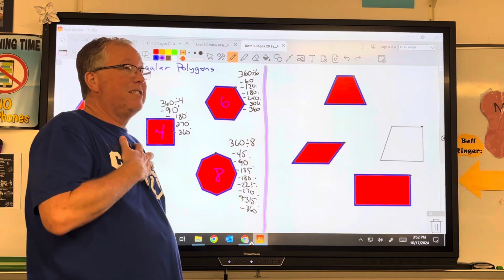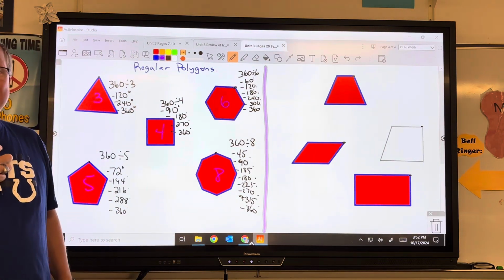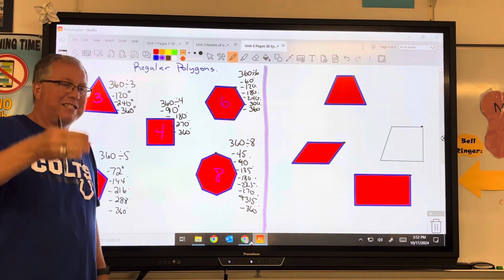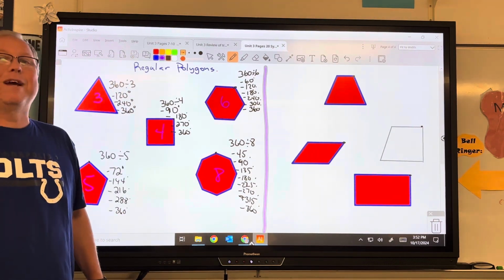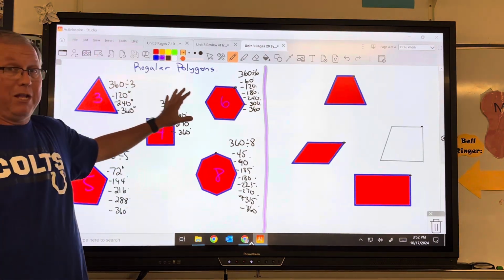If I asked you about a 10-sided regular polygon, like a regular decagon, 10 sides, then you take 360 divided by 10, every 36 degrees it's going to look exactly the way it did before, okay? So that is if you have a regular polygon, all right?